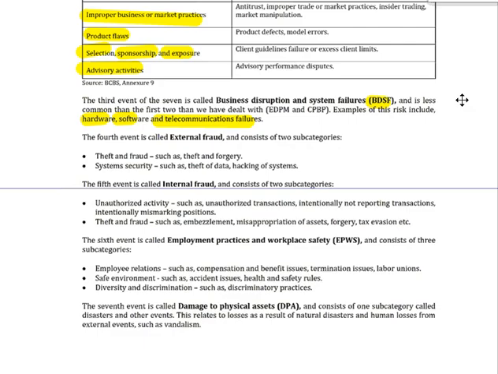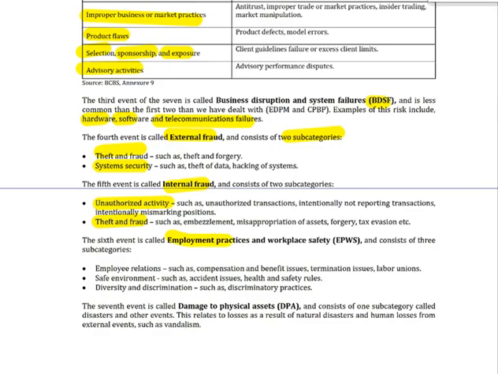The 4th category, which was external fraud. 5th was internal fraud, but let's go back to the 4th one of external fraud. It's got 2 subcategories: theft and fraud, and system security. 5th category is internal fraud, also got 2 subcategories: unauthorized activity. This is internal to your business, so things that happen that are unauthorized transactions. And then theft and fraud as well, things like embezzlement, misappropriation of assets, etc.